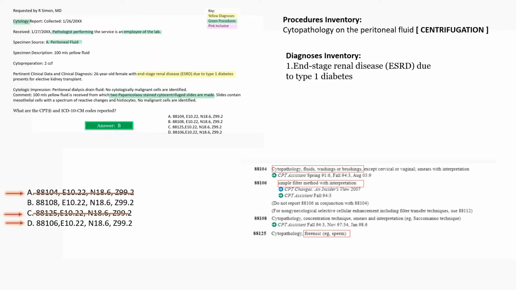Let's look into the next one, 88106, which is coding for cytopathology of the fluids. This is done by a simple filtration method with interpretation. Again, no simple filtration. Our technique was centrifugation. So that's why option D is also wrong. And option B is the one that exactly matches our procedure inventory: cytopathology, the concentration technique, smear, and interpretation.